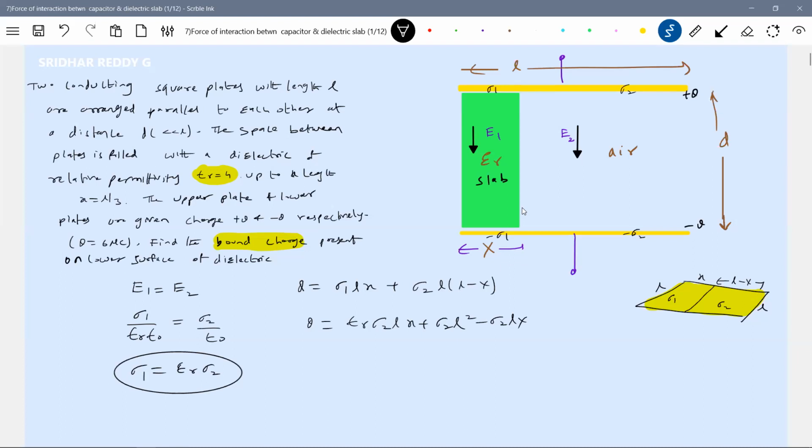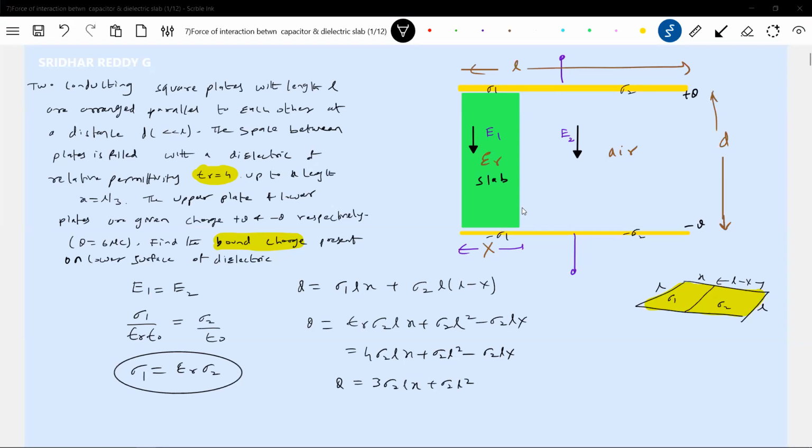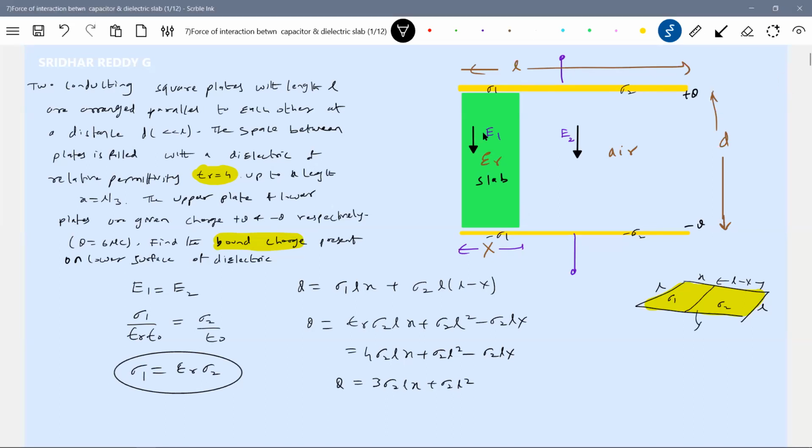So what is the value of epsilon R? 4, no? Okay, 4 sigma 2 L X. So this will become 3 sigma 2 L X. Okay, this is a plate. Make observation, 3D diagram.